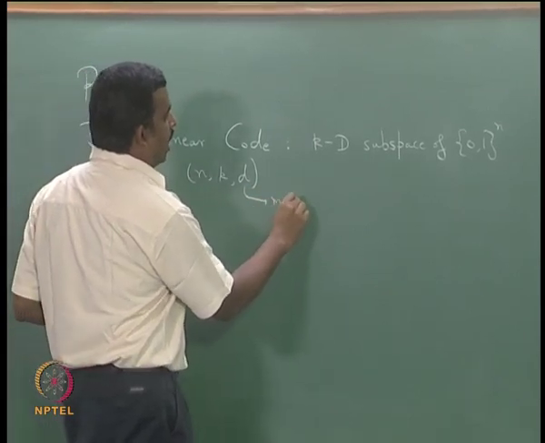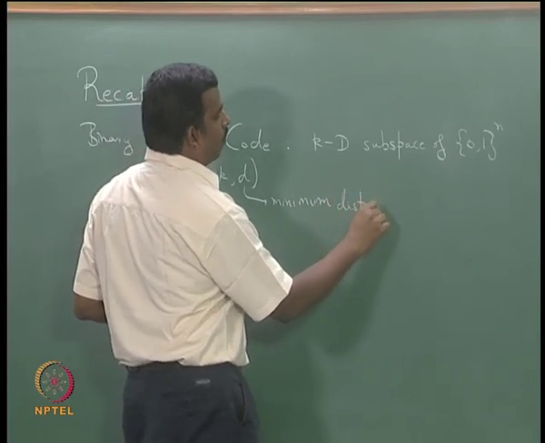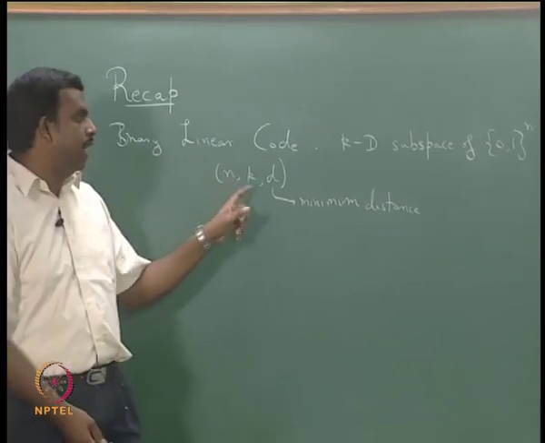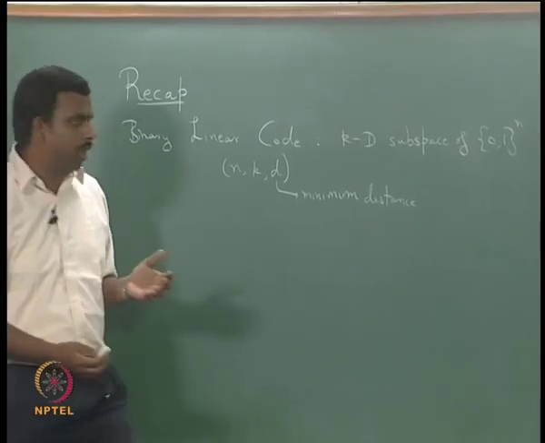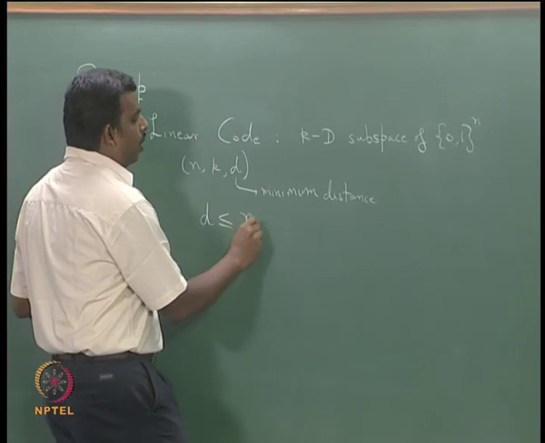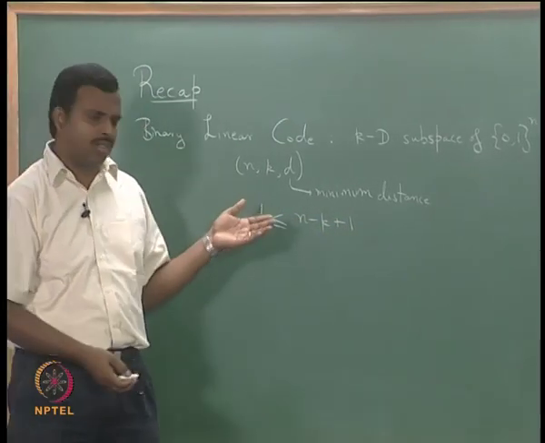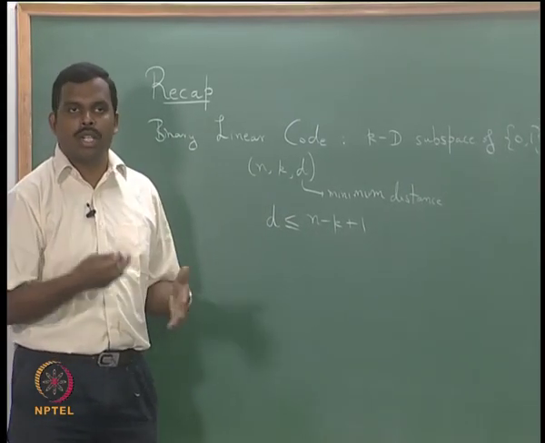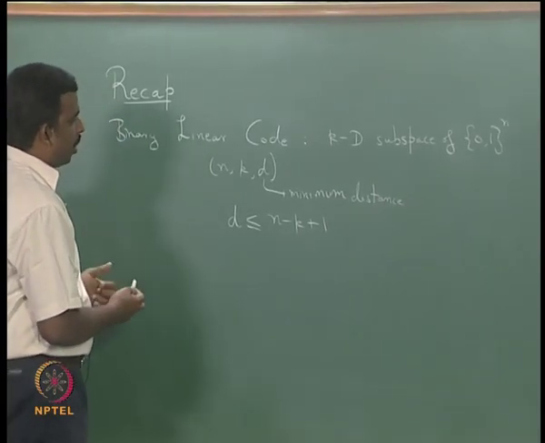there was a definition for that. And not all kinds of (n, k, d) are possible. For a given n and k, there are some bounds on how high d can be. One of the bounds is the Singleton bound, which says d is less than or equal to n minus k plus 1. This bound can be used for linear codes, non-linear codes, binary codes, non-binary codes, anything you want. So it's a very interesting and important bound.